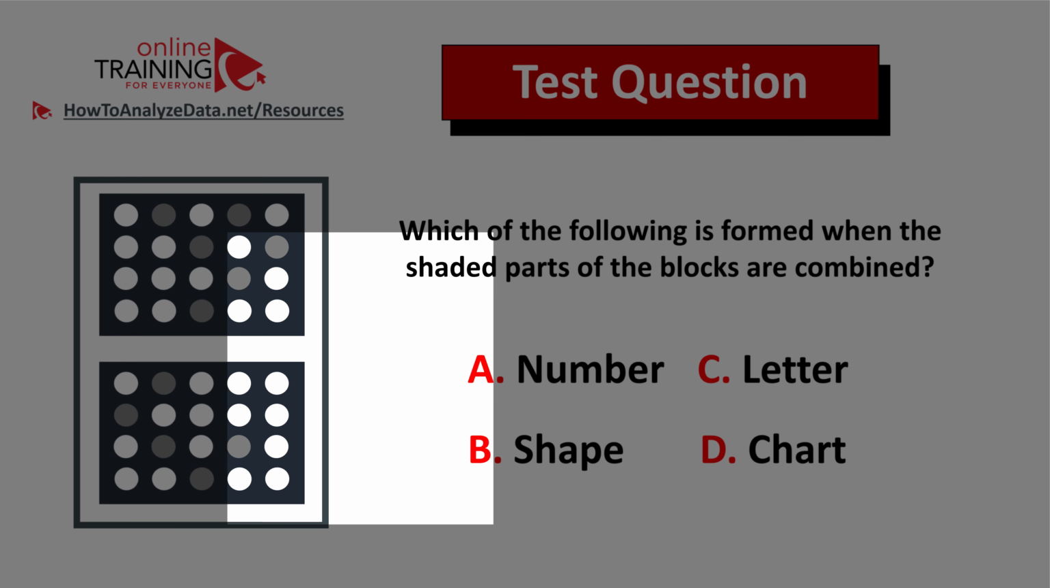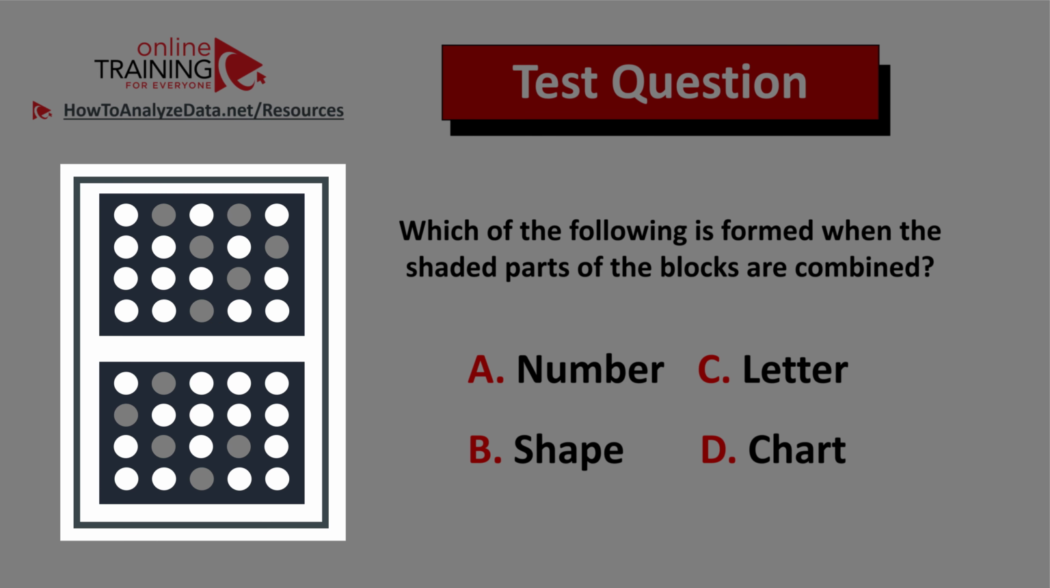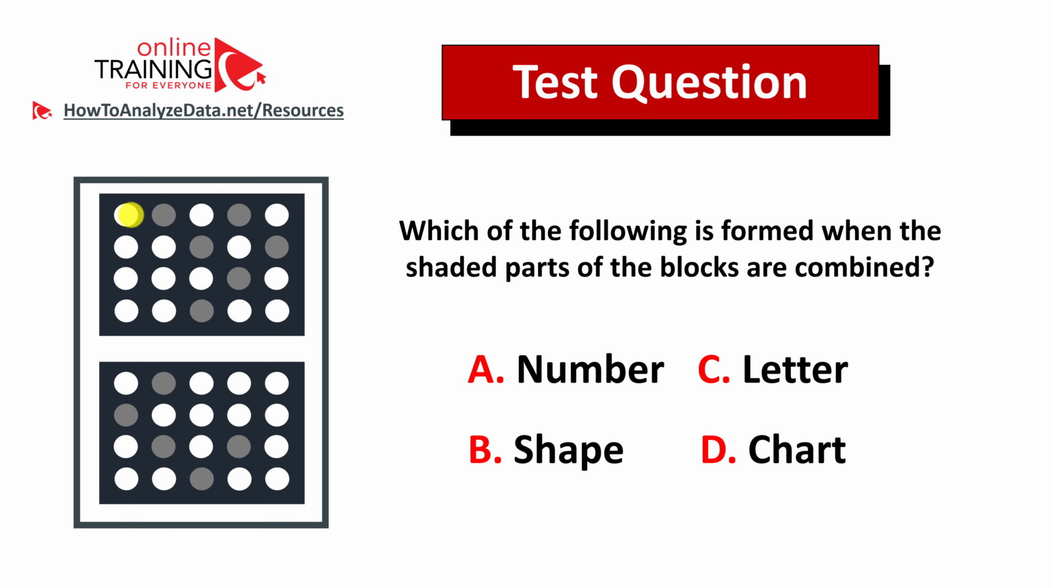On the left, you're presented with 2 blocks. There are 2 4 by 5 blocks, and each block has white and shaded circles. See if you can come up with the answer and determine what happens when all these blocks are combined. Give yourself 10 to 20 seconds to see if you can come up with the solution on your own.